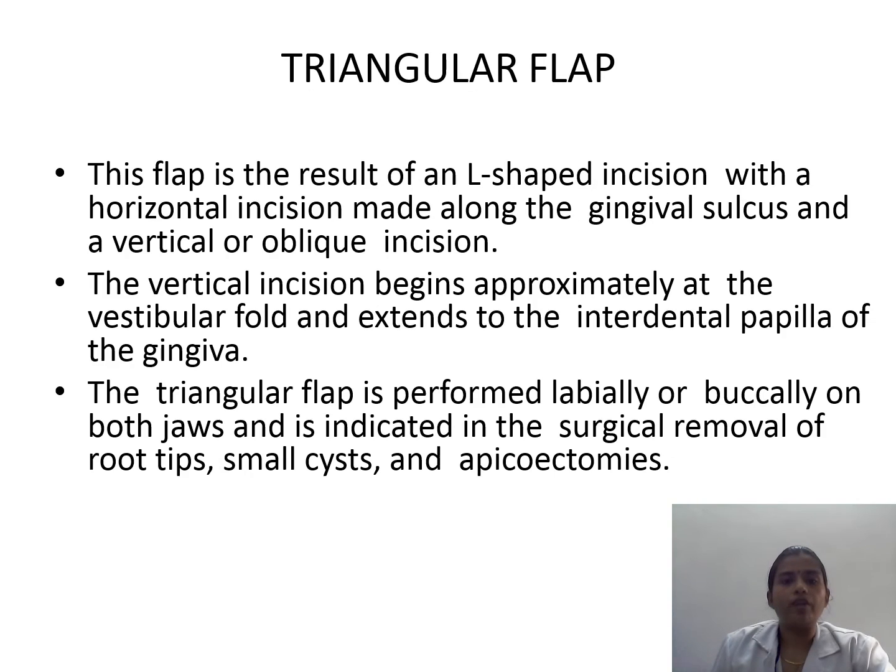Next, triangular flap. This flap is the result of an L-shaped incision with a horizontal incision made along the gingival sulcus and a vertical or oblique incision. The vertical incision begins approximately at the vestibular fold and extends to the interdental papilla of the gingiva. The triangular flap is performed labially or buccally on both jaws and is indicated in the surgical removal of root tips, small cysts, and episectomies.